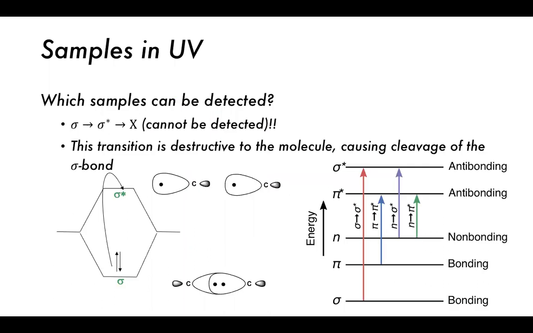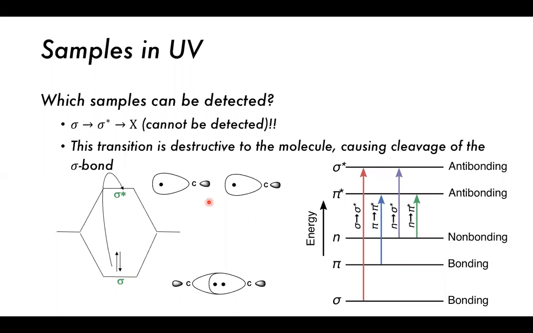So, samples in the UV, a little bit of revision from last time. Which samples can be detected? Basically, we usually have a transition of pi to pi star or n to pi star as being our kind of usable ranges. So the ranges over here, the n to pi star, the pi to pi star, and sometimes the n to sigma star, but usually it's these two, the ones going to pi orbitals. They're the most accessible, lowest energy, and least destructive. We cannot usually measure the sigma to sigma star, so going from here to here, because what actually happens is it destroys the molecule.